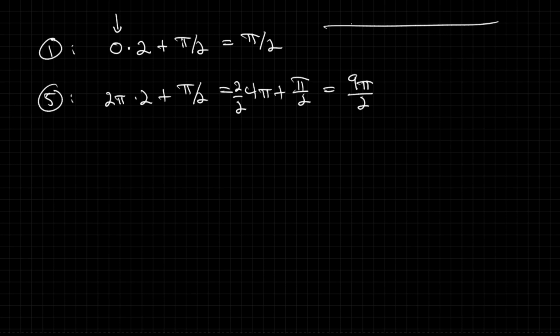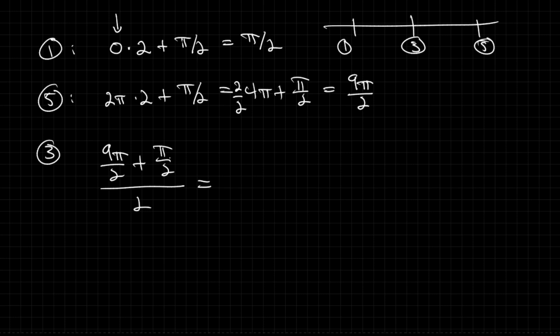So now on our t-axis we have our first and fifth coordinates, and we can go ahead and get our third. We can do that by taking the average of the first and the fifth. So the third is going to be 9 pi over 2 plus pi over 2 all divided by 2. And in the numerator here you get 10 pi over 2. 10 pi over 2 divided by 2, and 10 pi over 2 is 5 pi, and so this ends up being 5 pi over 2.